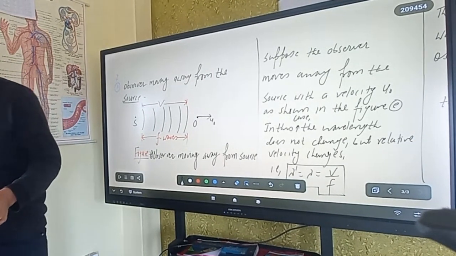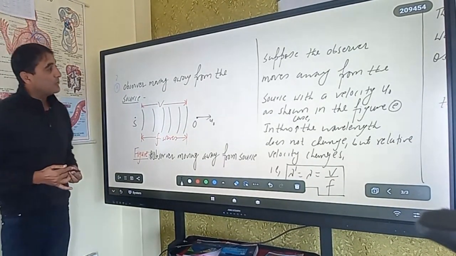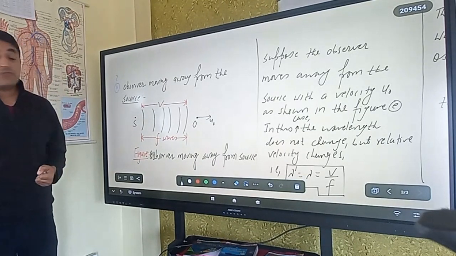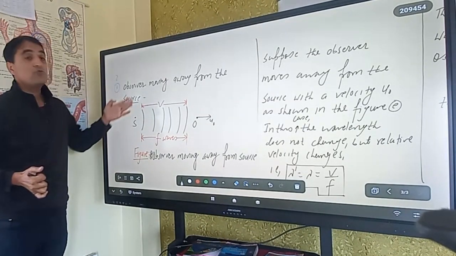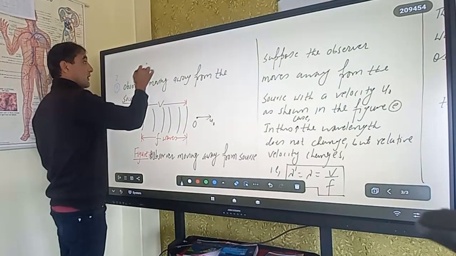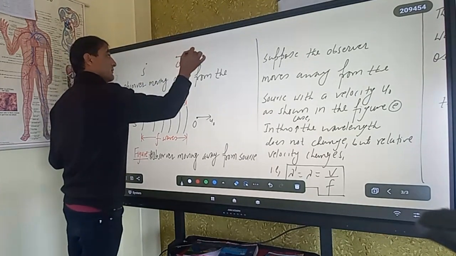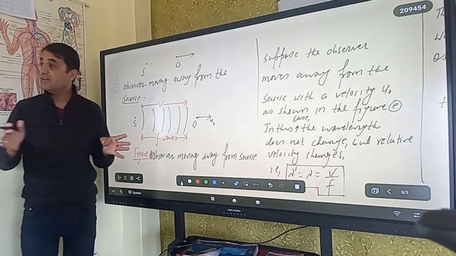Good afternoon. Today we will study observer moving away from the source. Last time we studied observer moving towards the source, and for this at first you will write here source and observer here. The source is here, so moving away is this. This is very easy.